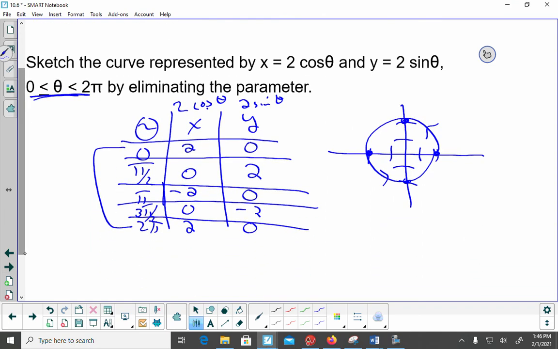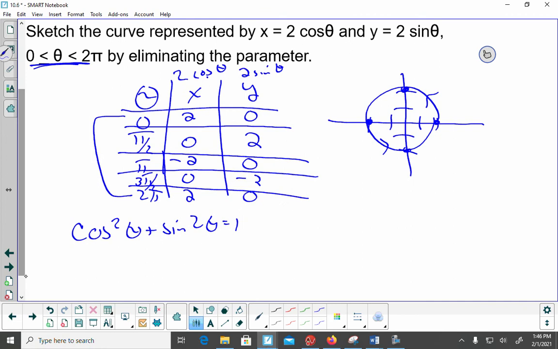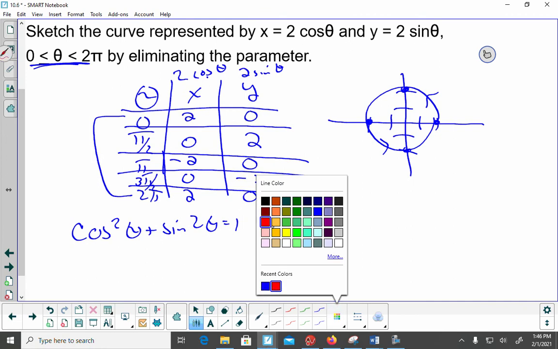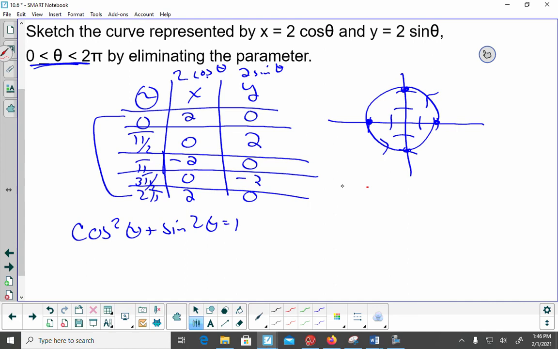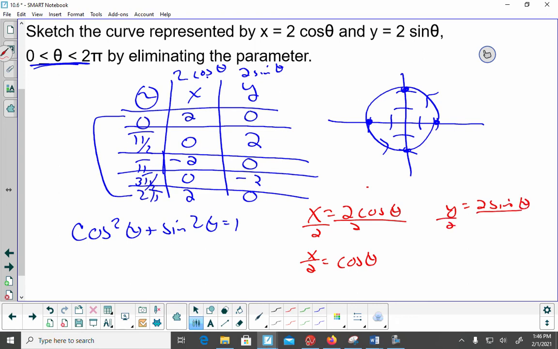I am going to go back and remember that cosine squared theta plus sine squared theta is equal to 1. And that's what I'm going to use to eliminate any parameter that has sine and cosine in it. So in order to do this, I need to rewrite so that cosine of something is by itself. Right now I have x is equal to 2 cosine theta. So divide both sides by 2. So x over 2 is equal to the cosine of theta. And then y is equal to 2 sine theta. So divide both sides by 2. y over 2 is equal to sine of theta.